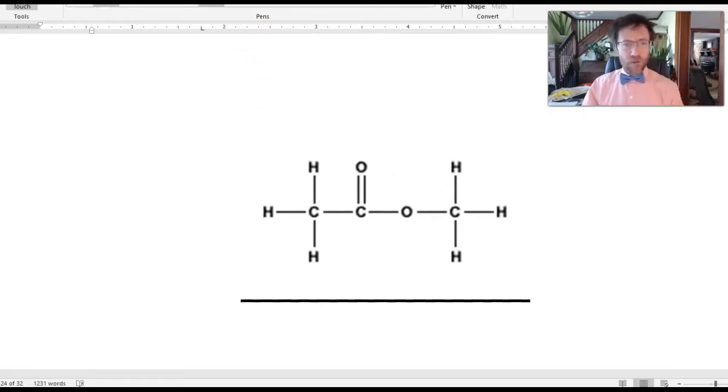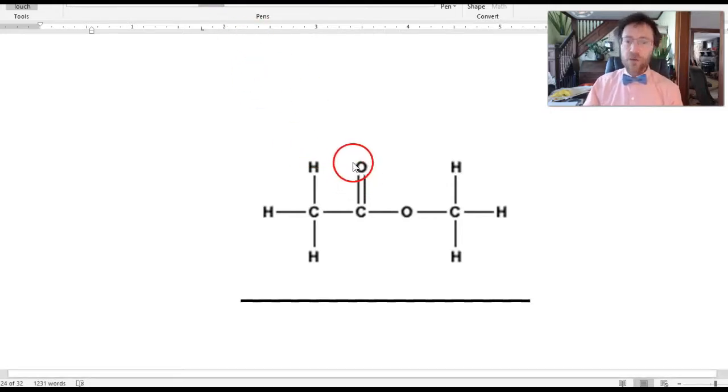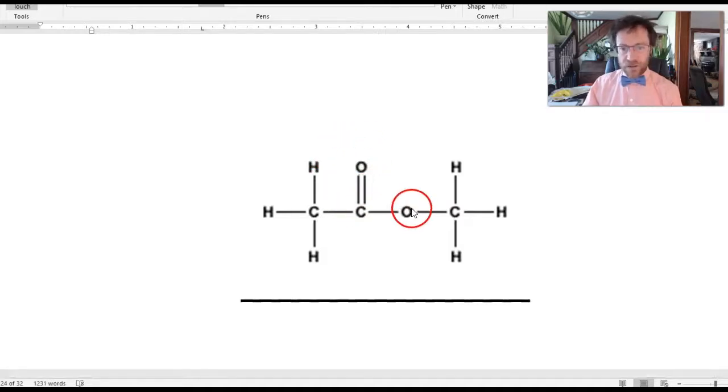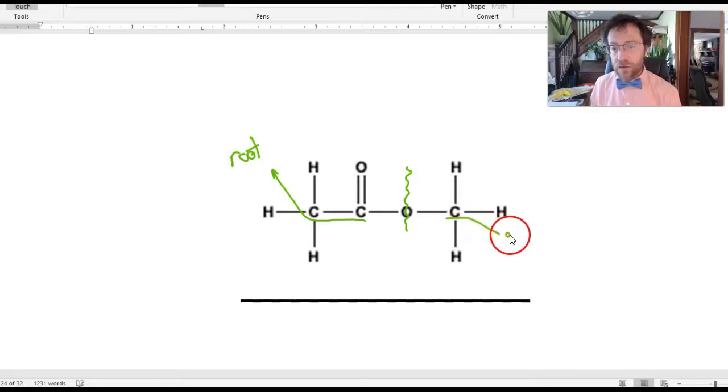Moving right along, our next is going to be this one, and we're going to look for our functional group. Oh, look, an ester functional group, right? Double bonded oxygen with an oxygen in the middle. So I know how to name this. First thing I'm going to do is split it in half. This is the side with the double bonded oxygen, so this is from the acid, and this will be my root name, because my root name comes from the acid because it has a double bonded oxygen. And this is going to be my alkyl group.